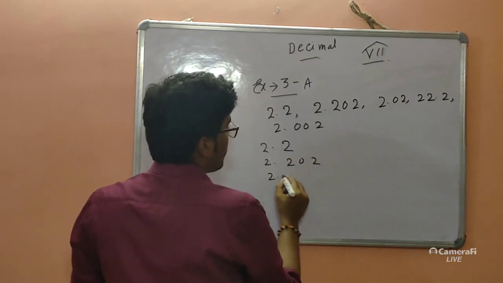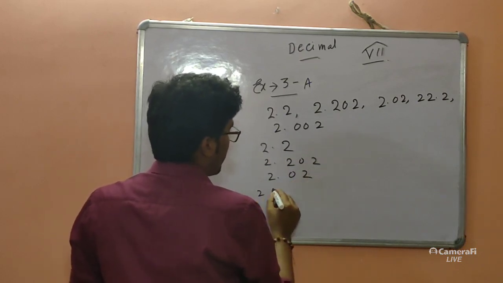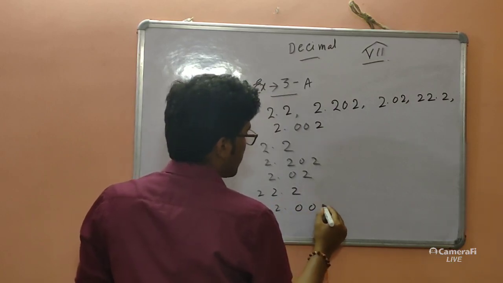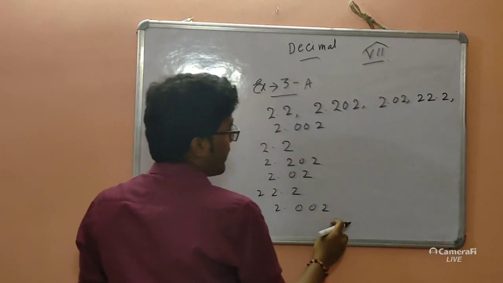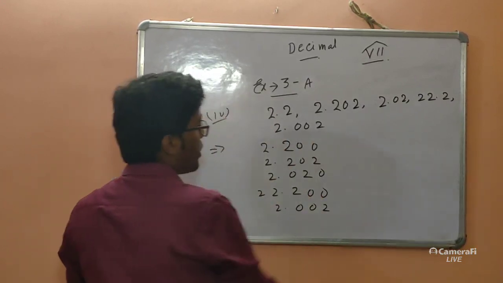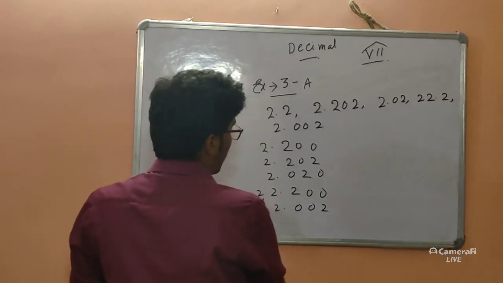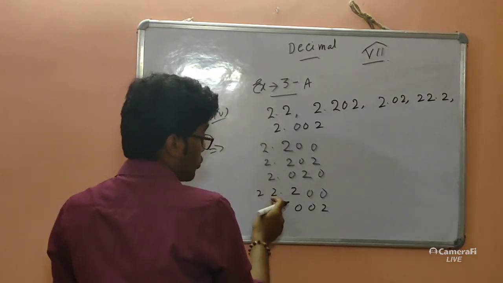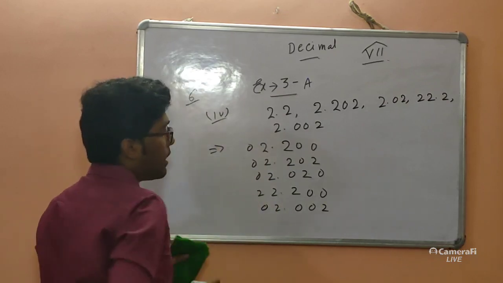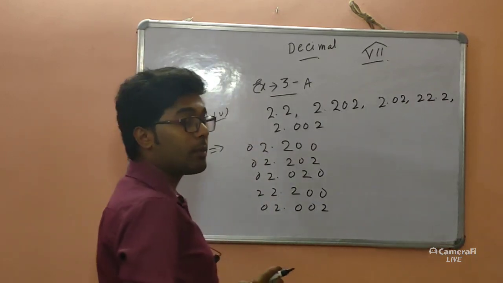2.202, 2.02, 22.2, then 2.002. So again 3 decimal places after the point, so we make each of them have 3 decimal places after the point. Before that, it was having 2 whole number places, so we make every one of them have 2 decimal places.